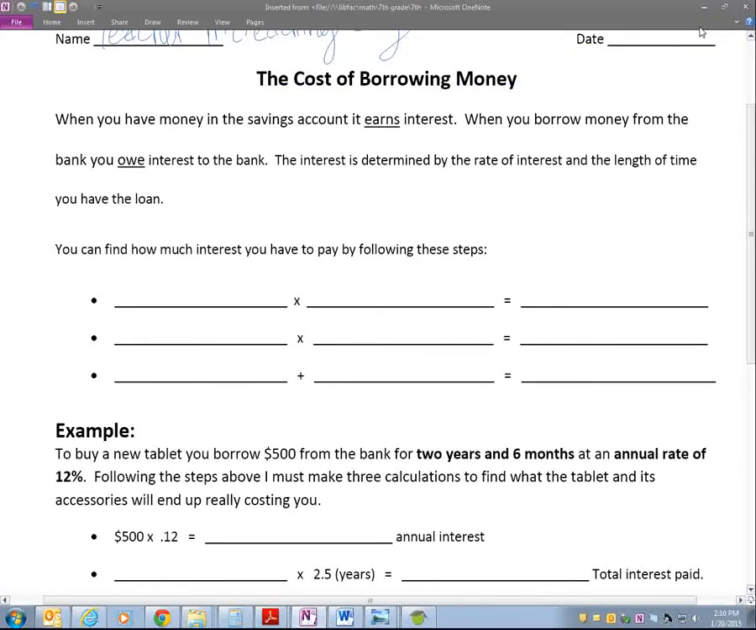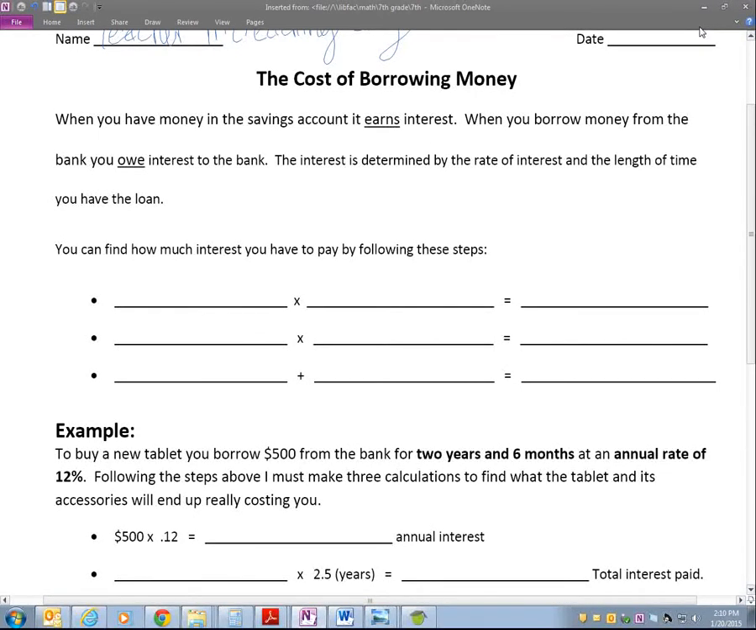When you have money in a savings account, it earns interest. When you borrow money from a bank, you owe interest to the bank. We just discussed that, but I didn't have my mic on. The amount of money you pay in interest is determined by the rate of interest and the length of time of the loan.